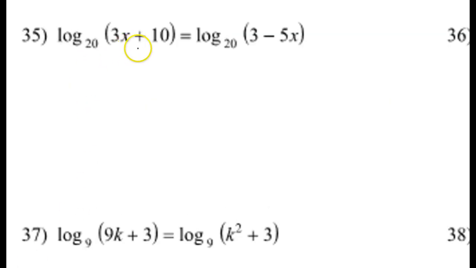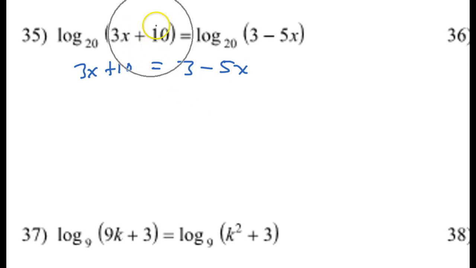For number 35, we just have a log equal to a log. So the stuff inside the log should be equal. So 3x plus 10 should equal 3 minus 5x. All right, that's called the argument of the function. So the arguments should be equal in this case.